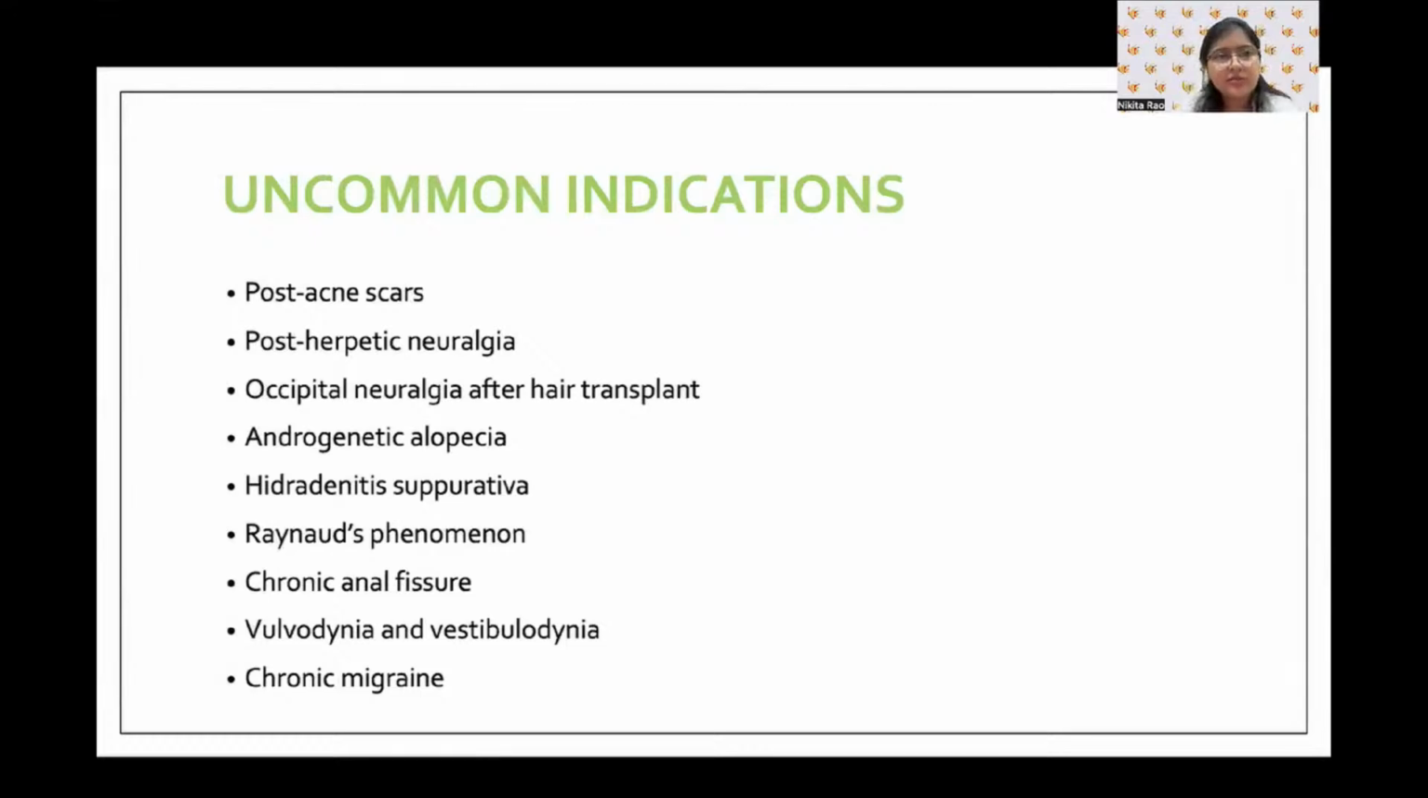Now, these are some of the very uncommon indications where botulinum toxin has been reported to be of success. These are post-acne scars, post-herpetic neuralgia, occipital neuralgia after hair transplant, androgenetic alopecia, hidradenitis suppurativa, Raynaud's phenomenon, chronic anal fissure, vulvodynia and vestibulodynia, and it has also found its use in chronic migraine.